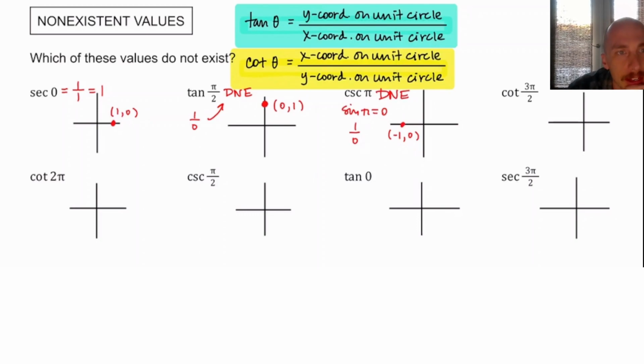Okay. Cotangent of 3 pi over 2, I'm going to go over here. This one is going to exist.